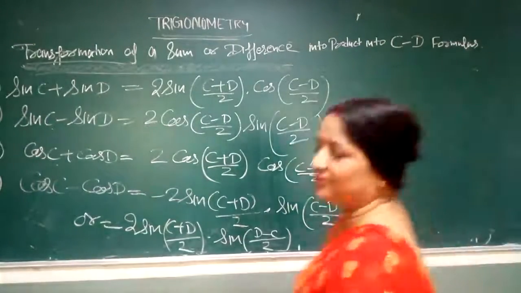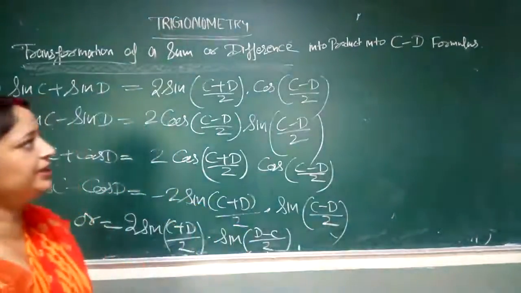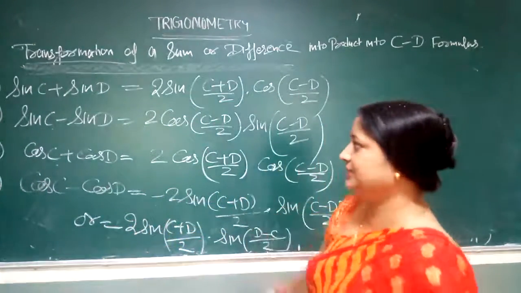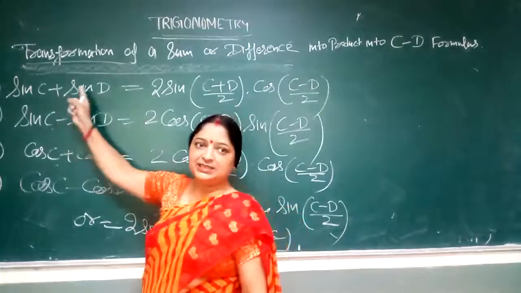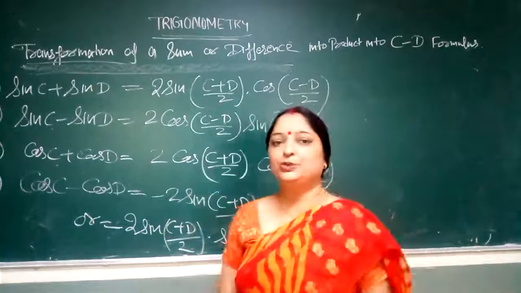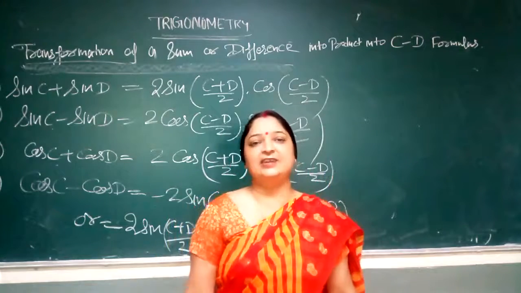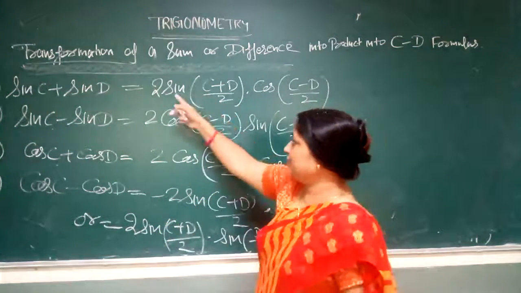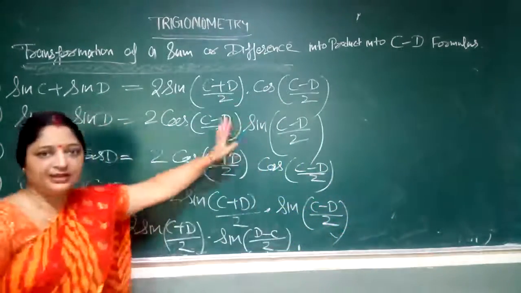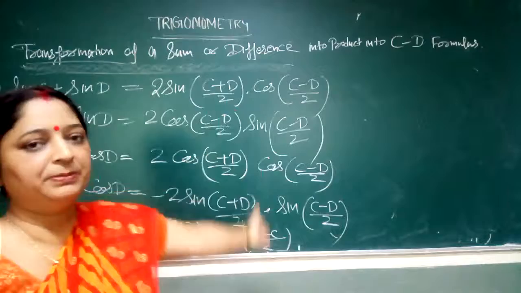Now students, I am coming with new formulas, that is transformation of a sum or product into CD formulas. First you learned about the AB formulas, now the CD formulas are there. Sin C plus sin D is equal to 2 sin (C plus D)/2 into cos (C minus D)/2. You know that sum comes with cos, so it is 2 sin (C plus D)/2 with cos (C minus D)/2. Later I will tell you the proof. First of all, learn the tips for how you will remember these formulas.